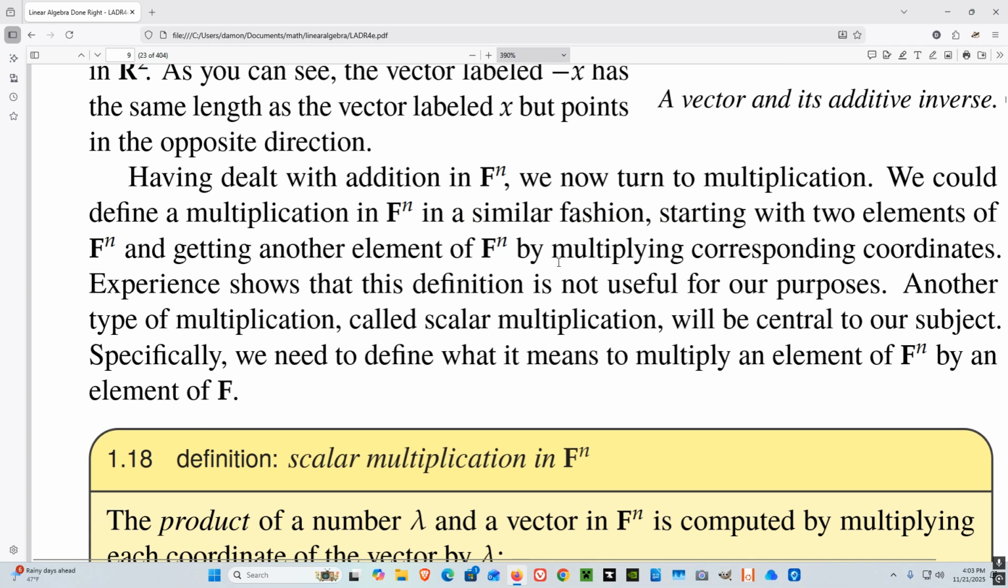We could define the multiplication in F^n in a similar fashion, starting with two elements of F^n and getting another element of F^n by multiplying corresponding coordinates. Experience shows that this definition is not useful for our purposes. Another type of multiplication, called scalar multiplication, will be central to our subject.